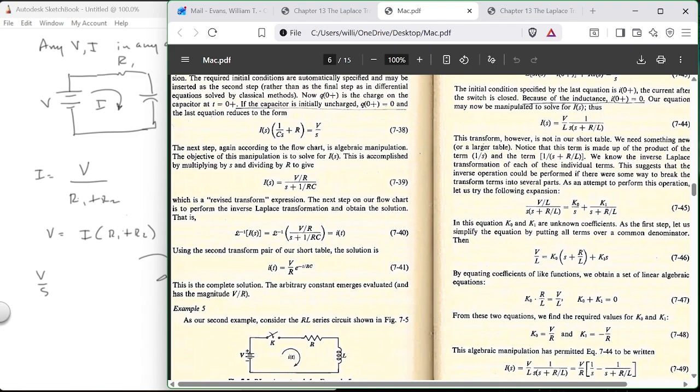And why is it a little i? Because it's a time varying signal. If it's a capital I, it's a DC signal. If it's a little i, it's a time varying signal. That's why I use little i.